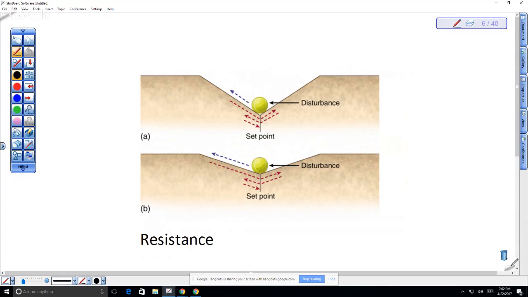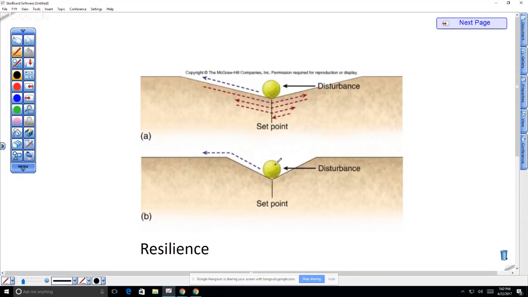And then resilience is a really cool one because resilience, like notice here, if we put a disturbance in there and it is so great, the ball is just going to keep on rolling. It's not going to come back to its set point. A good example of this would be some ecosystems that, once they are disturbed, take a long time to come back.